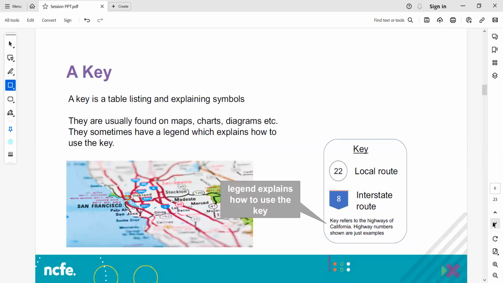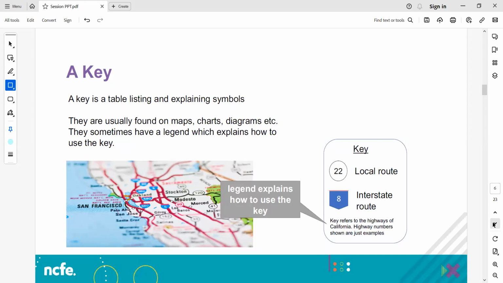So if we can see there's a map there, and the key to the right shows us that 22 in a circle is a local route. That's just an example. If we see the map, we can see there's lots of different numbers in circles like that, and they are local routes. And then the blue flag with a number on is an interstate route. So that's the key. It tells us exactly what a symbol means.